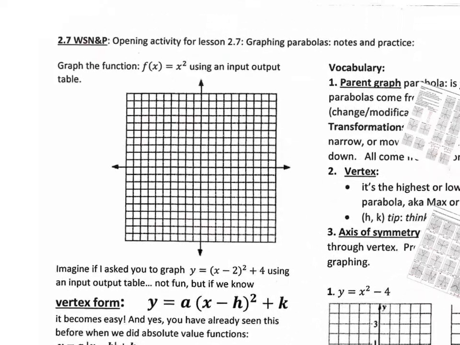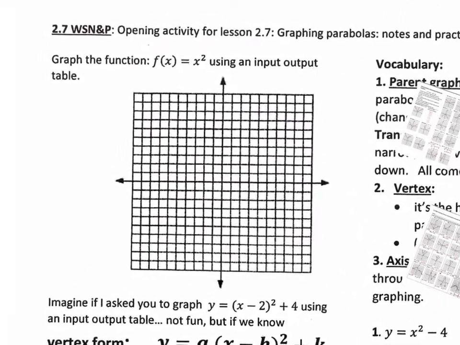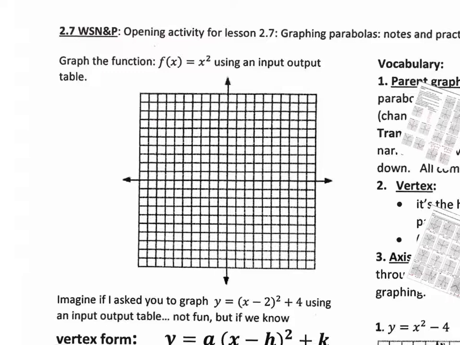Ladies and gentlemen, let's graph this function f of x equals x squared using an input-output table. We've already done this before. I hope we could all do this again. Let's all make an xy table, which is an input-output table, and let's plug in some inputs like -3, -2, -1, 0, 1, 2, 3, even 4, why not?